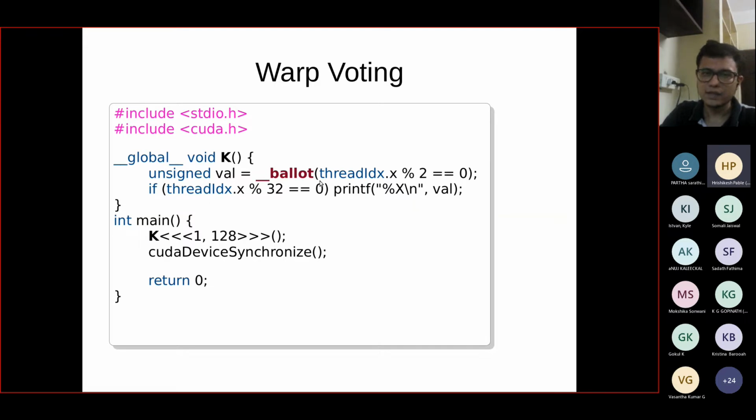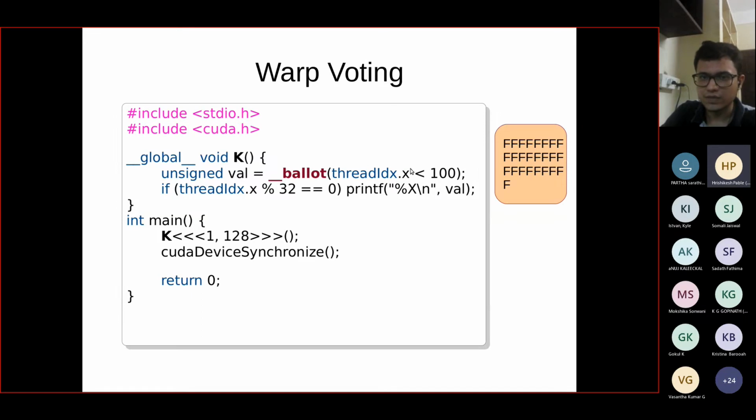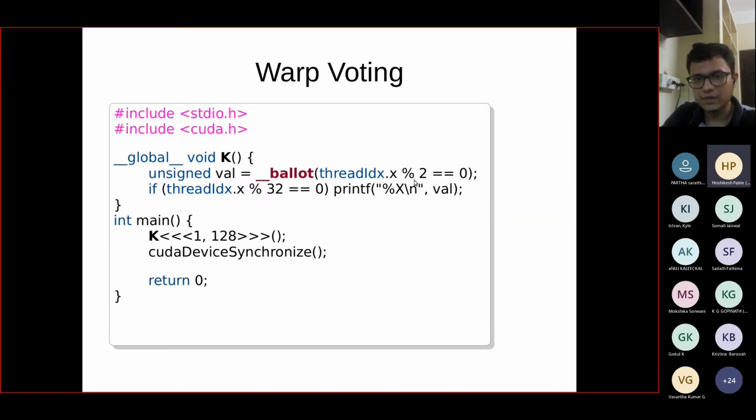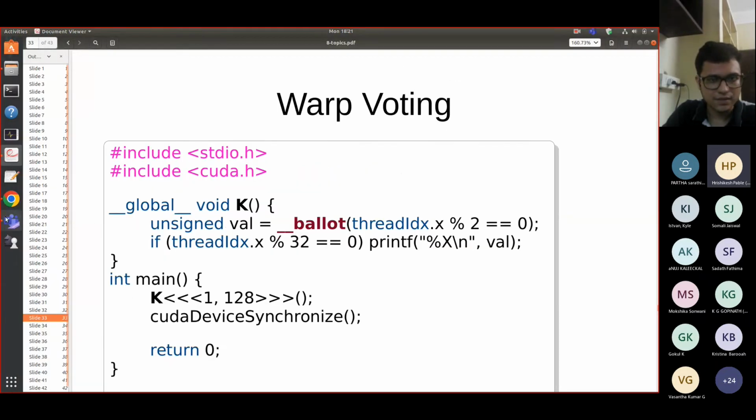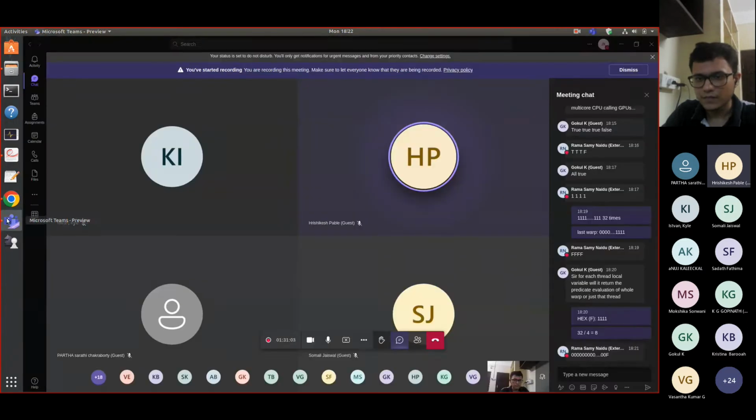In a similar manner, the condition here was threadIdx.x less than 100, but if I replace it with threadIdx.x mod 2 equals 0, then all even threads will satisfy this condition, and all odd threads will not satisfy this condition. So the output will be something like this. For thread 0 it will be 1, for thread 1 it will be 0, for thread 2 it will be 1, for thread 3 it will be 0, and so on.